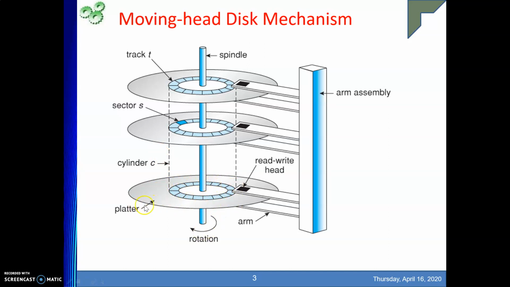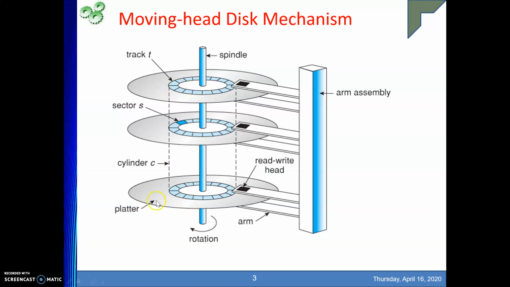So on a platter many tracks will be there, and many tracks at the same distance from the edge of the disk will constitute one cylinder. So one circle is what? One track, and all the circles of the same diameter give us our cylinder. And on a track, many sectors will be there, and we are going to store information sector-wise. In one sector, one block will be stored. In another sector, another block will be stored, like that.